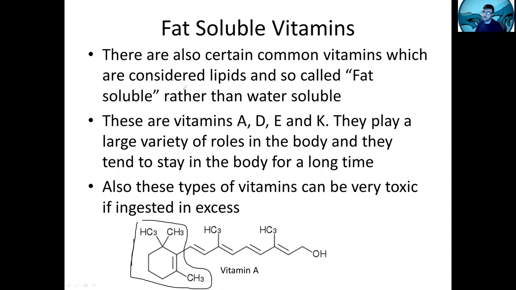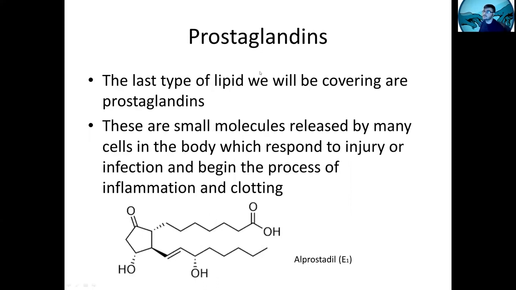Okay. And I think this is the last type of lipid that we want to talk about. It's called a prostaglandin. These are very small molecules, and they're released by pretty much almost all the cell types in your body. They're released in response to injury or infection, and they begin the process of inflammation and clotting. Whenever you get injured, you get inflammation in that area, and you also get clotting in that area. That's started by these molecules called prostaglandins.